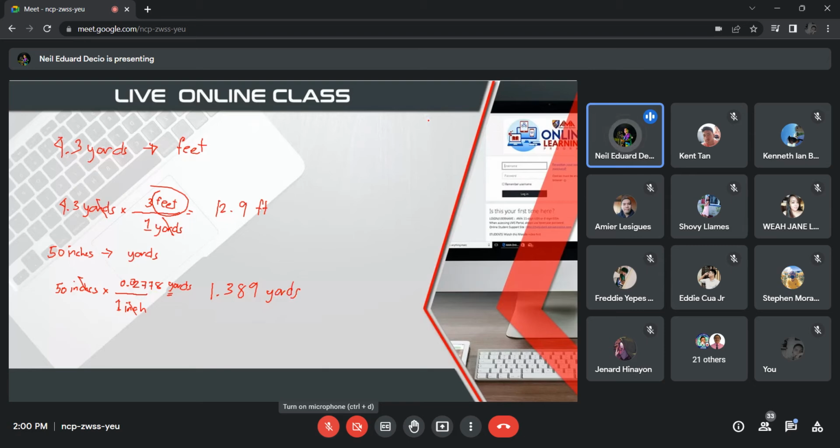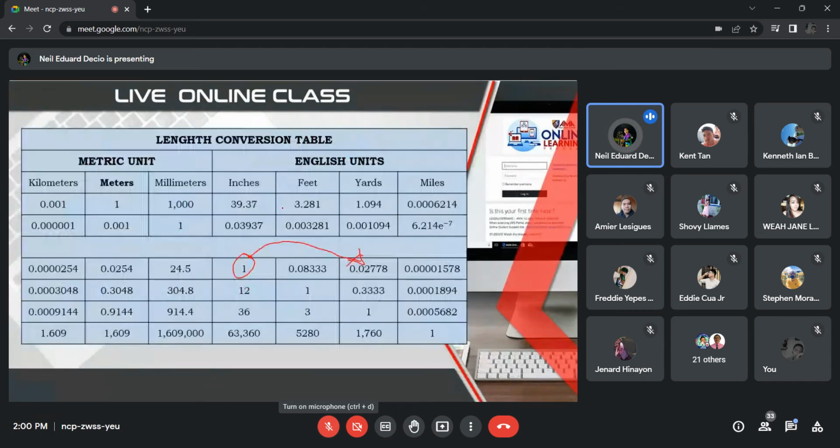So okay din if dumaan tayo ng feet, no? Like say for instance, 50 inches. Okay, we multiply that by, so 1 inch is equal to how many feet? No, if you don't want to skip any unit. Okay? So 1 inch is equal to how many feet? 0.08333 according to the table.